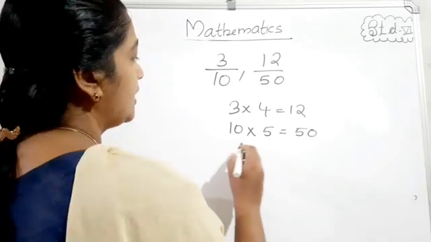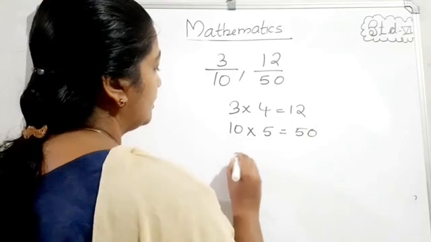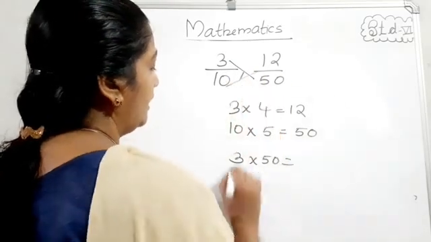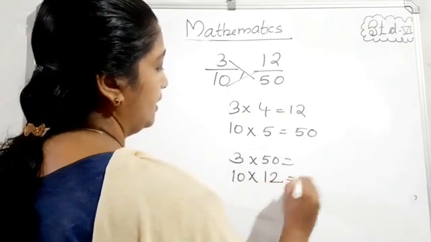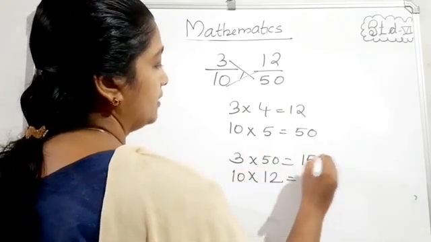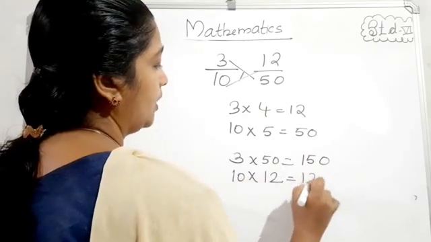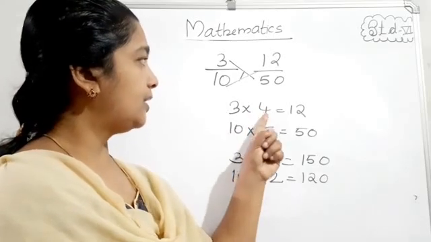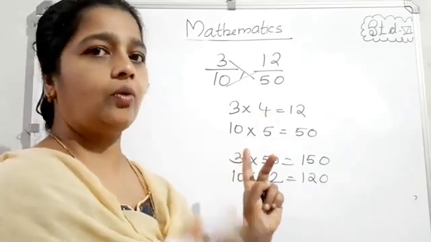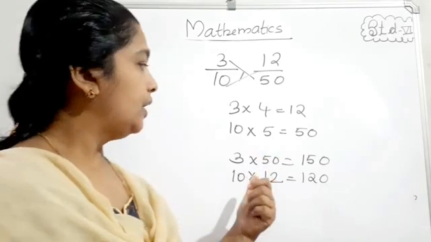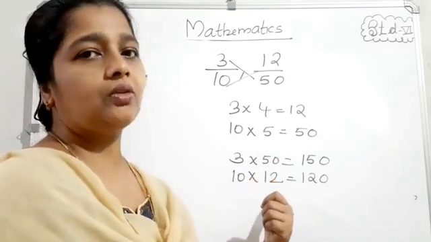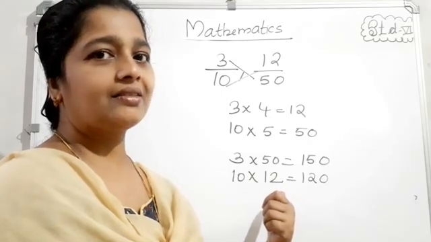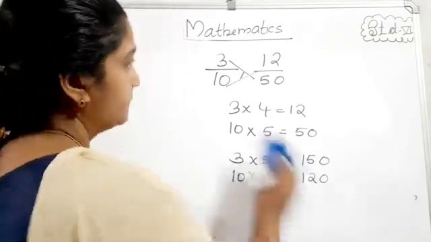Then, using the second method, we take 3 into 50 and 10 into 12. 3 into 50 is 150, and 10 into 12 is 120. Isn't it? So, there is the first method and the second one. Anyway, you can try, use only one method. If the two products are not equal, we can say that these fractions are not equivalent. Yes. Next one.